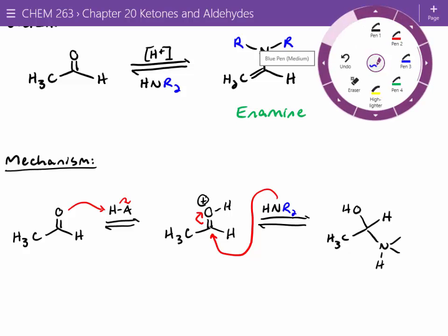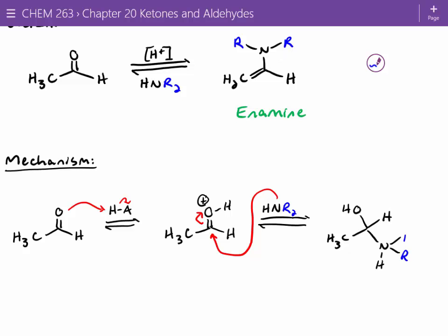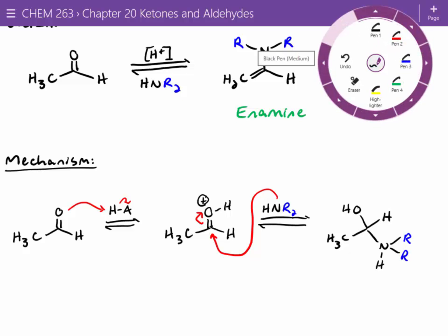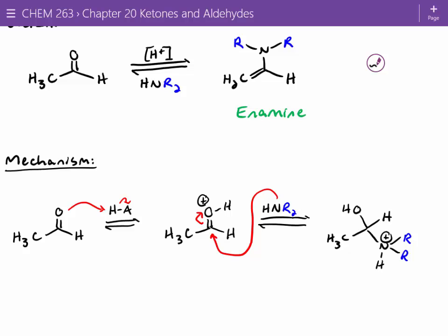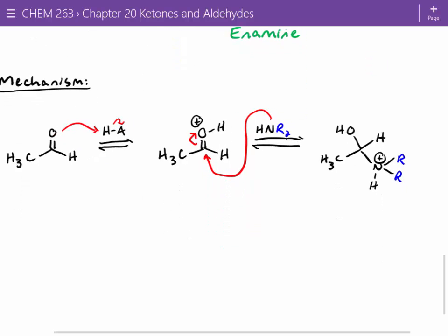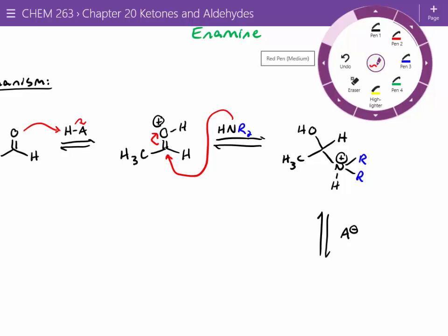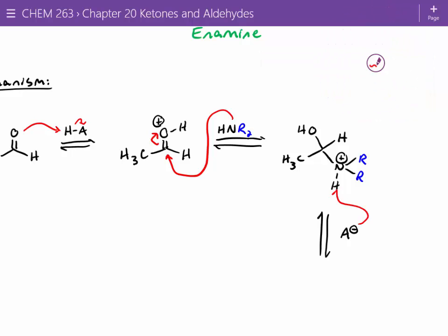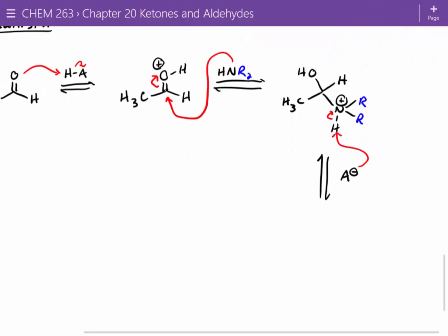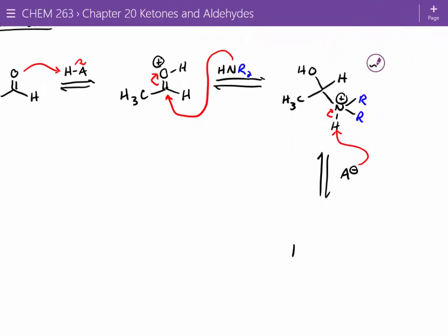And then we've got these two R groups dangling off now. And the nitrogen has a positive charge, so we can't forget that. And then we've got our conjugate base. This conjugate base can deprotonate our amine. And we're almost there.